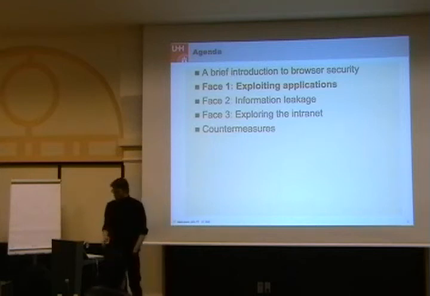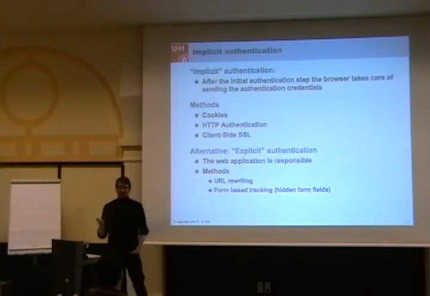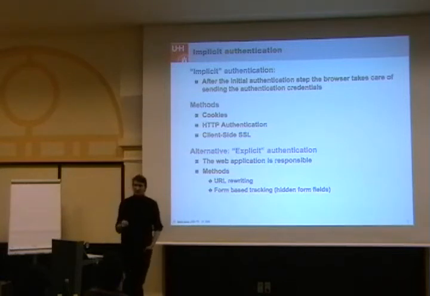So the most common or the best known way of cross-site request forgery is exploiting existing applications. And again, I have to do one or two slides for background information so that we are all on the same page. And first I have to talk about authentication in the application.